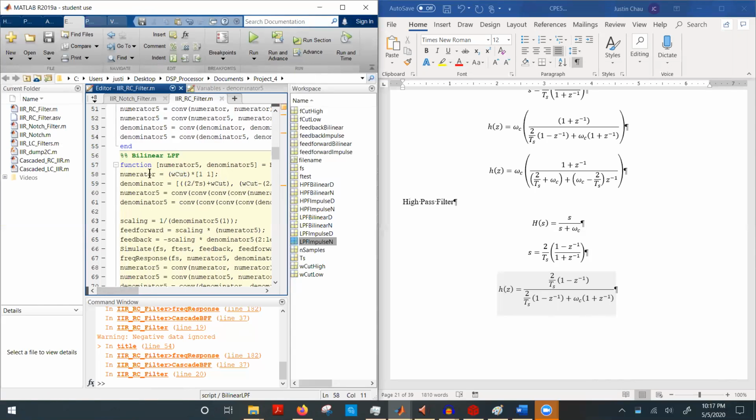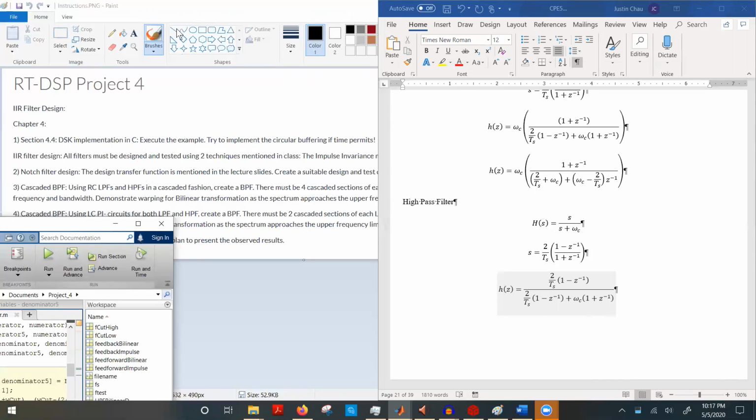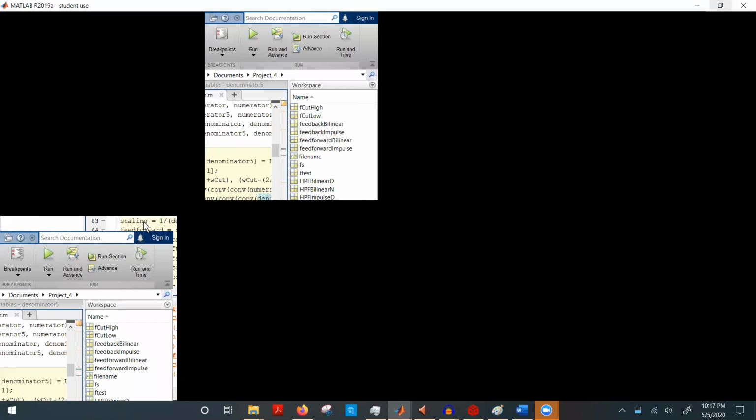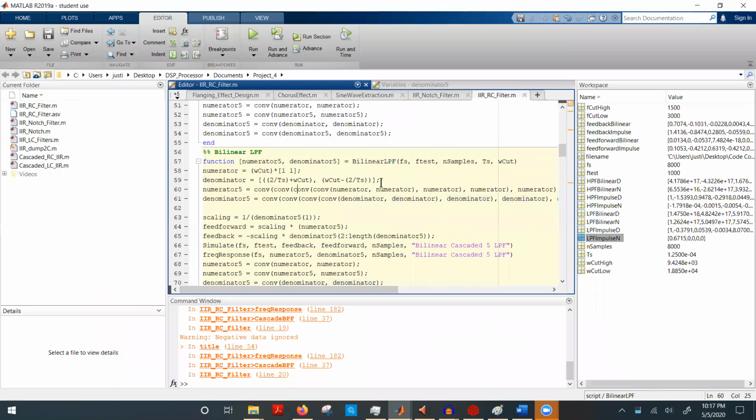I only ever hard code the first order because I can quickly generate the higher order filters by multiplying it by itself using the convolution command. Again, I generate the feed forward and feedback coefficients as if this was just a filter by itself, but I output the numerator and denominator because I'm not done generating the numerator and denominator for the overall bandpass filter.